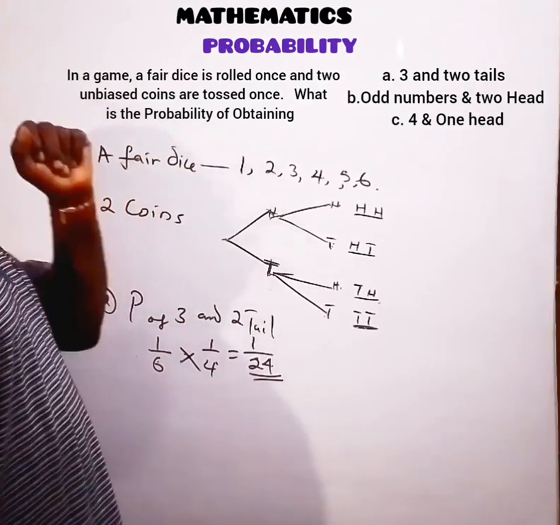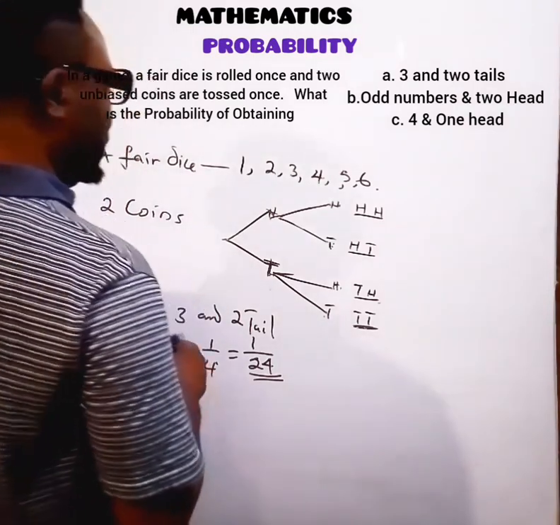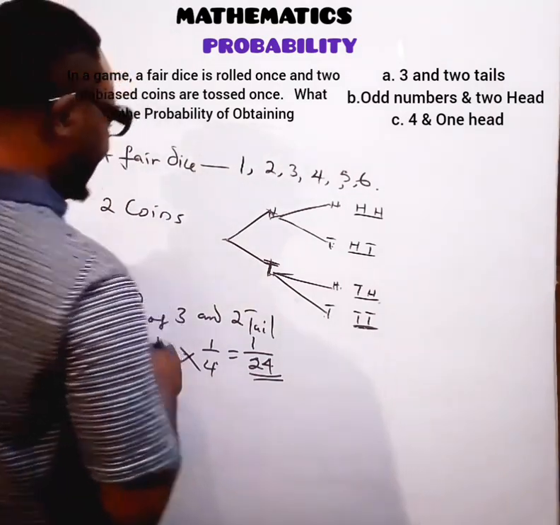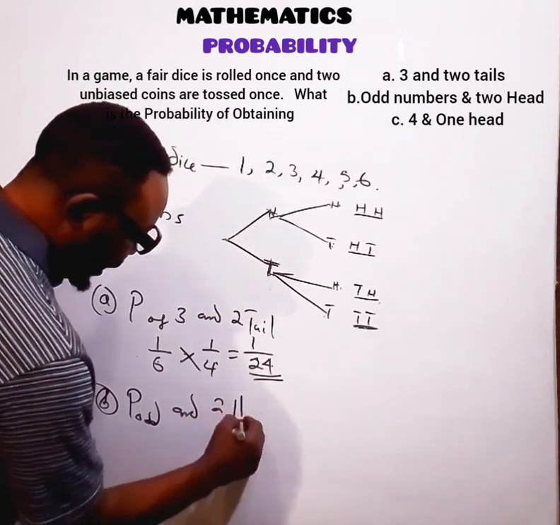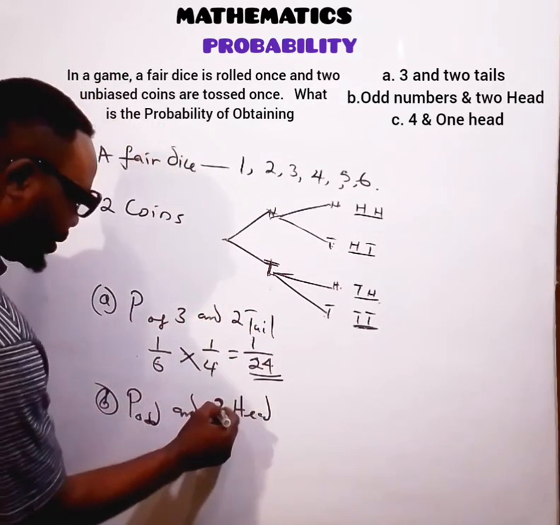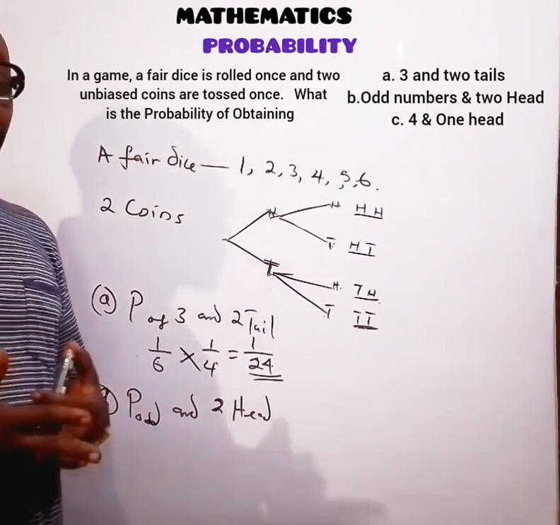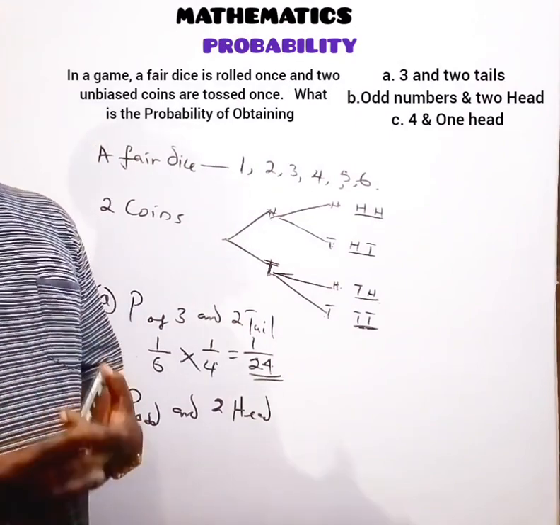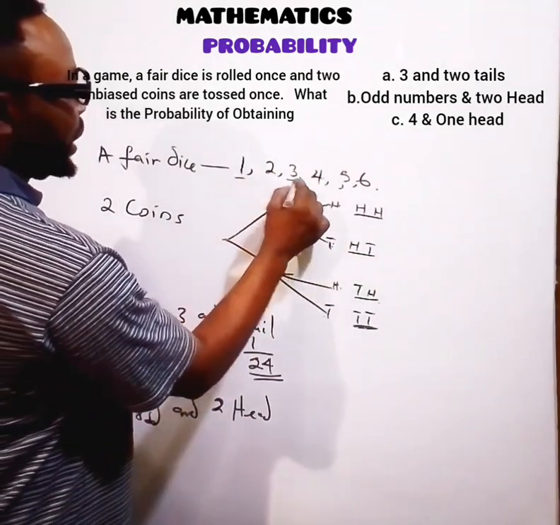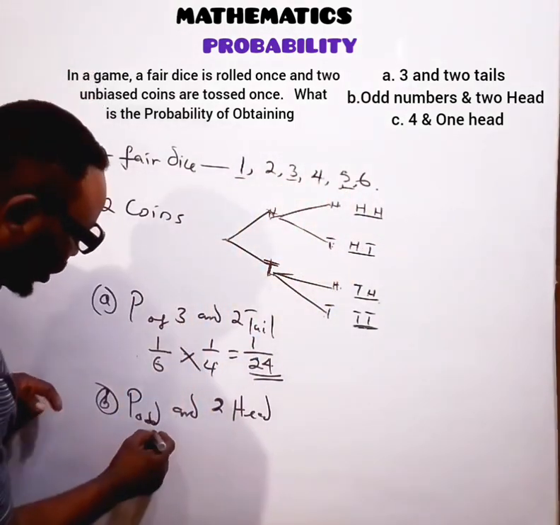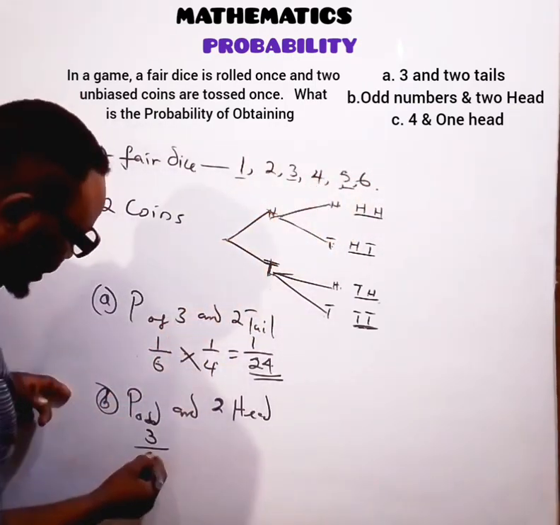Now, the next question goes further and says: what is the probability of obtaining an odd number and 2 heads? Probability of an odd number and 2 heads. Now, what is an odd number? Odd numbers are numbers that are not multiples of 2, starting from 1. So, from here, those numbers that are not multiples of 2 are 1, 3, 5. So, that will be odd numbers. How many odd numbers do you have there? 3. And the total outcome here is 6.